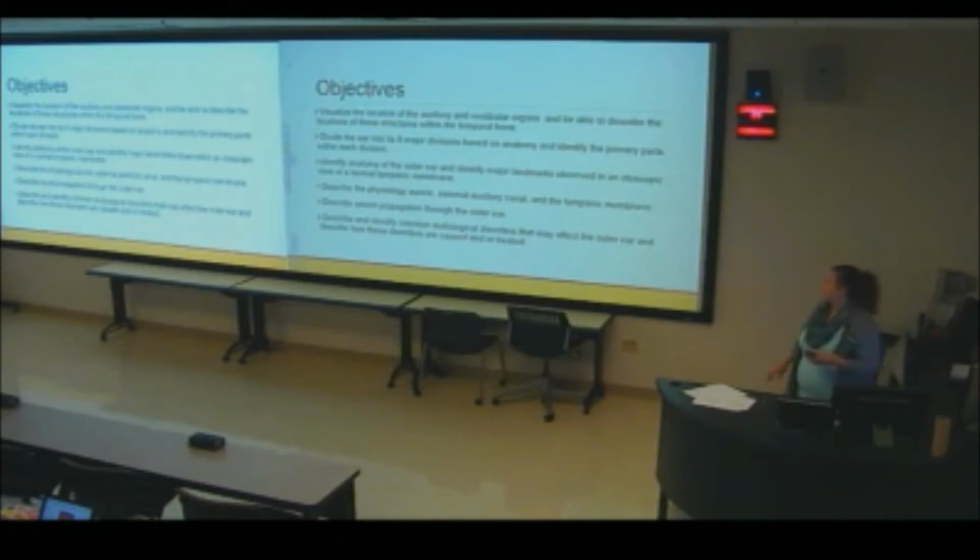So some of the objectives for this lecture, the first couple slides, we're going to go into orientation and terminology, and then after that we're going to be going into the location of these auditory and vestibular structures so you guys can have a better idea of where they're located inside the head and inside the temporal bone. And then we're going to be going over, not in too much detail, but giving you more of a brief overview of the different portions of the ear.